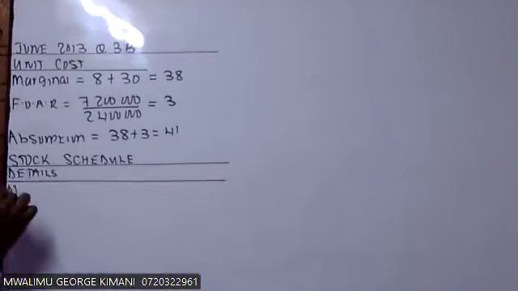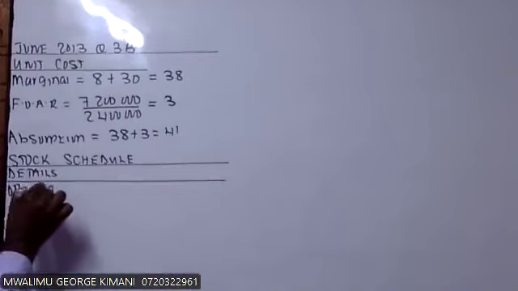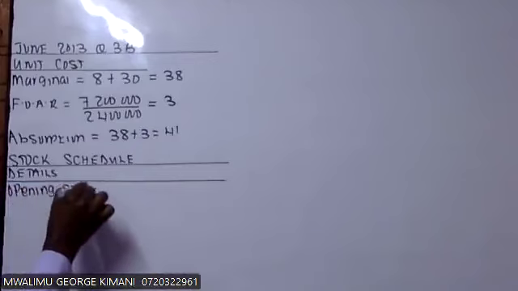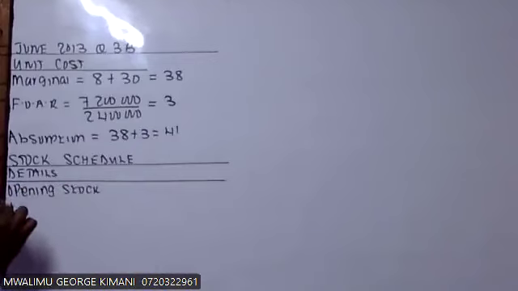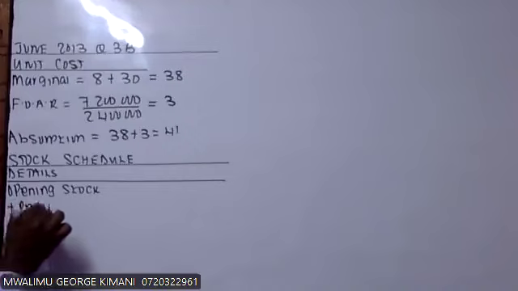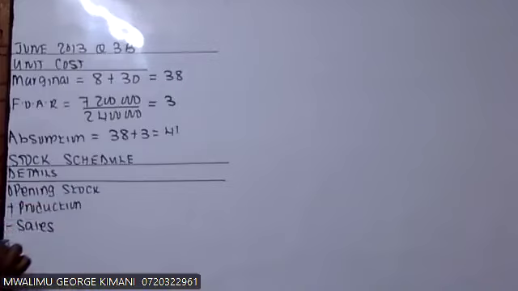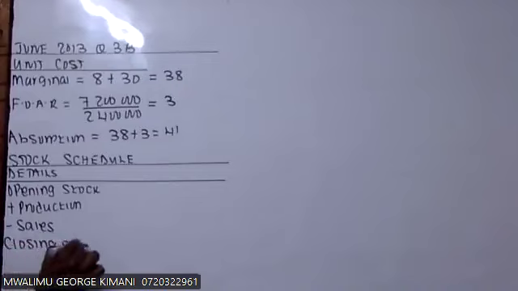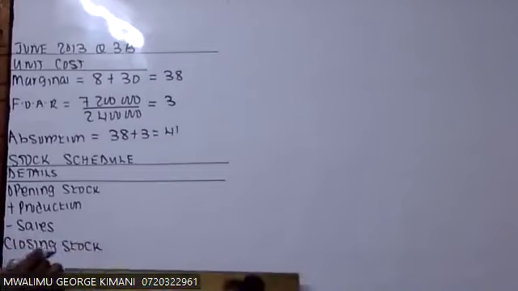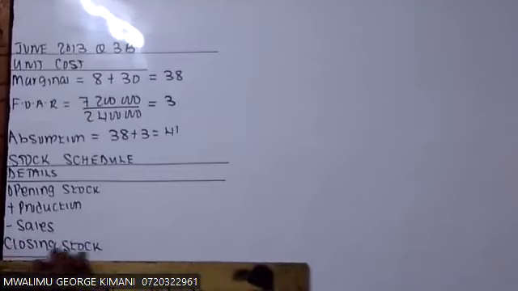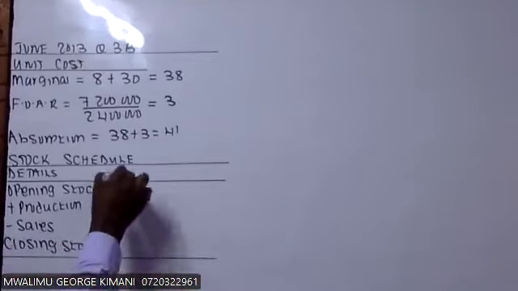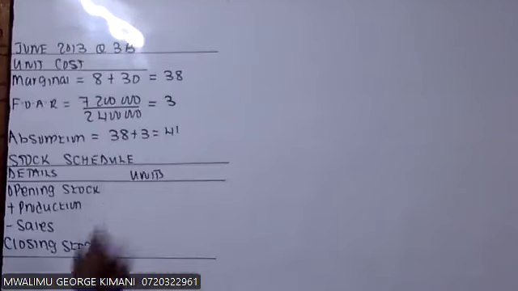Where we have said we start with the opening stock, you add production, you less things, you get closing stock. Here you have units.